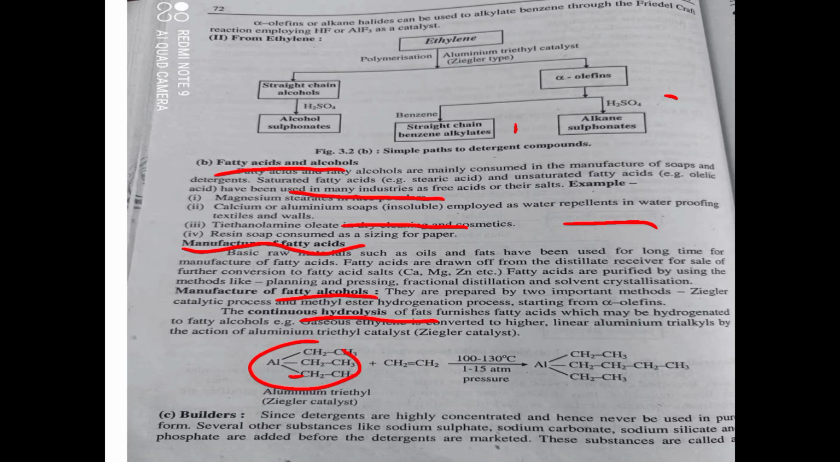Okay, this aluminum has three ethyl groups attached, so that's why it's called aluminum triethyl, that is a Ziegler catalyst. So this aluminum triethyl can react with ethene at 100 degrees Celsius or 130 degrees Celsius at 1 to 15 atmospheric pressure. Formation of this product, that is Al(CH2CH3), CH2CH2CH2CH3. Okay, this reaction can add on this position.